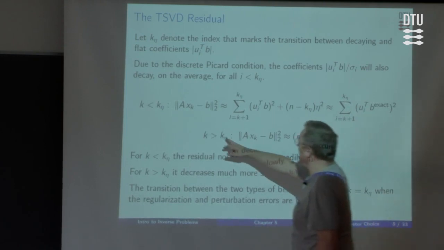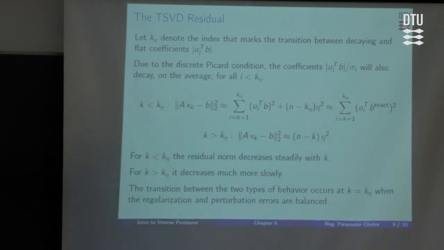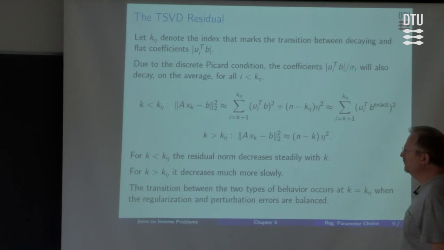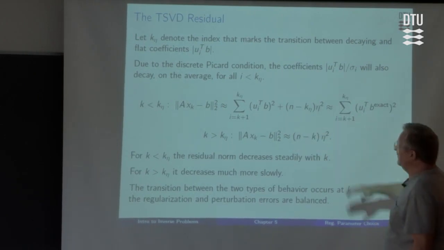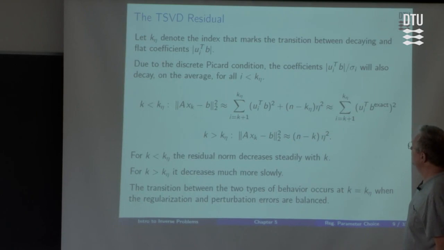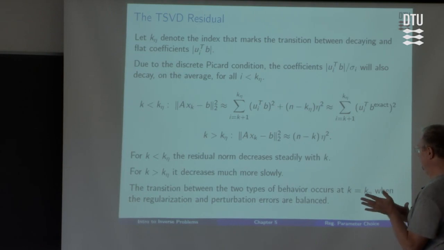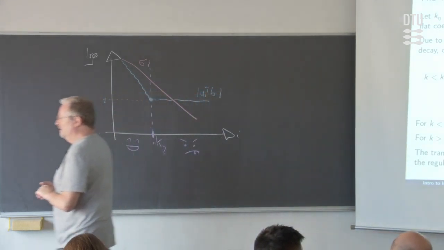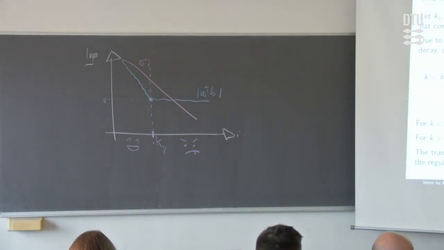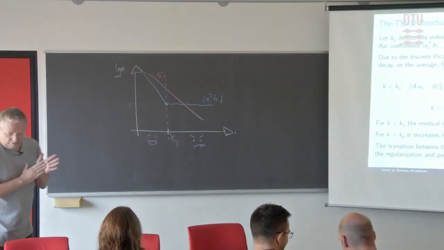Okay. If k is larger than the optimal value, that is when we're over here, when we include too much noise, the solution is dominated by noise. We can again do some computations that I skip right here, and we find this expression here for the residual, which now says that it decreases more slowly with k. So again, maybe this different behavior of these two guys could be used as a criterion for choosing k. Definitely, it's based on the residual norm that we can actually compute.